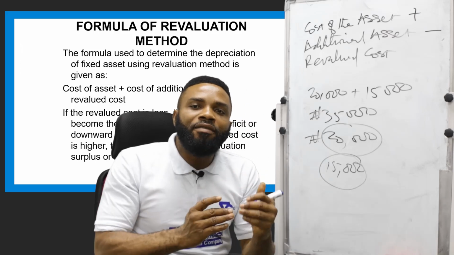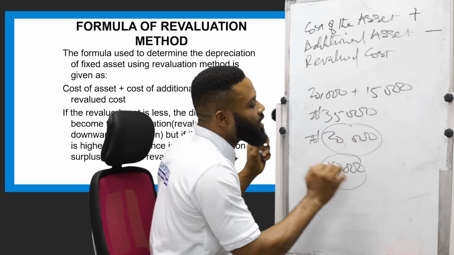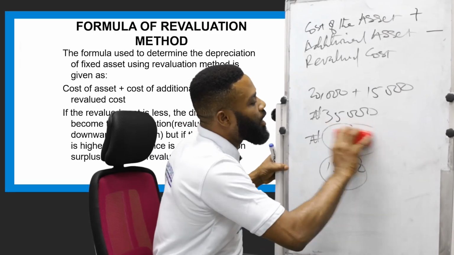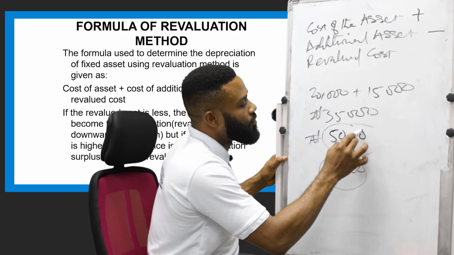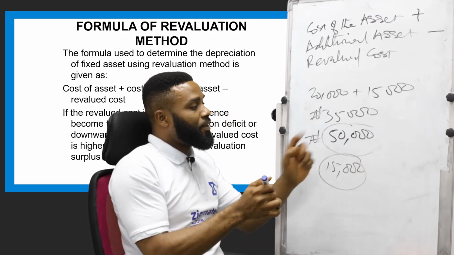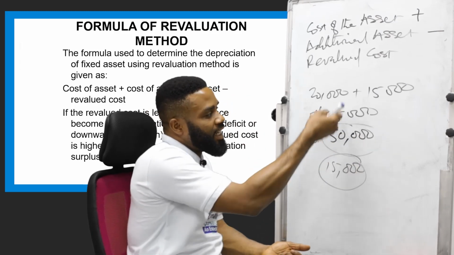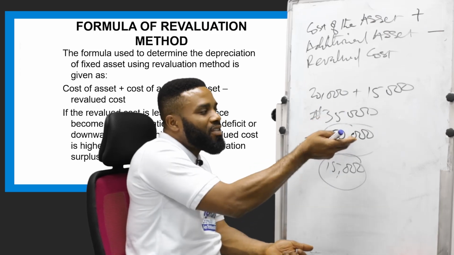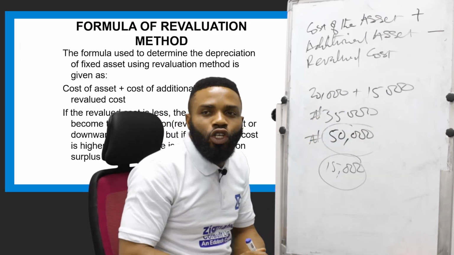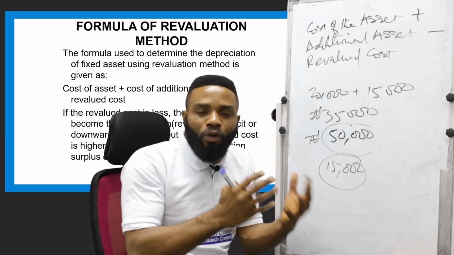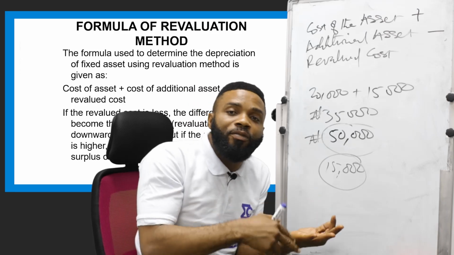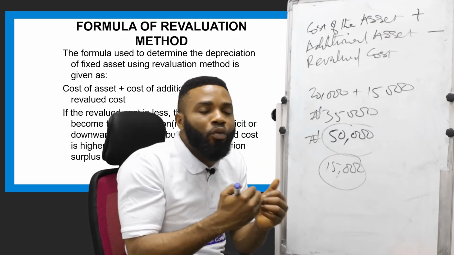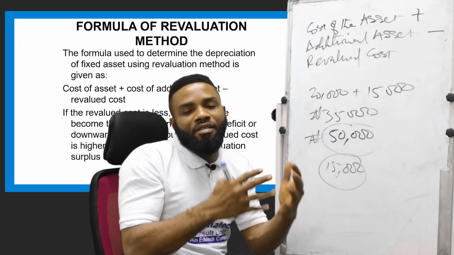However, if the revalued cost is higher, for instance here, instead of selling it at 20,000, we now sell it at 50,000, the difference is still 15,000, but this is revaluation surplus, or what we call profit. The difference between both of them, you can either call it profit, revaluation surplus, or upward revaluation.